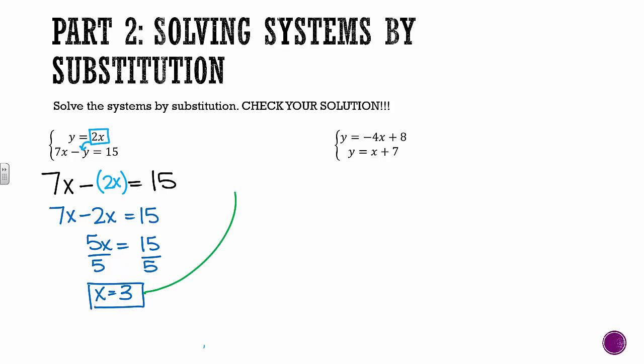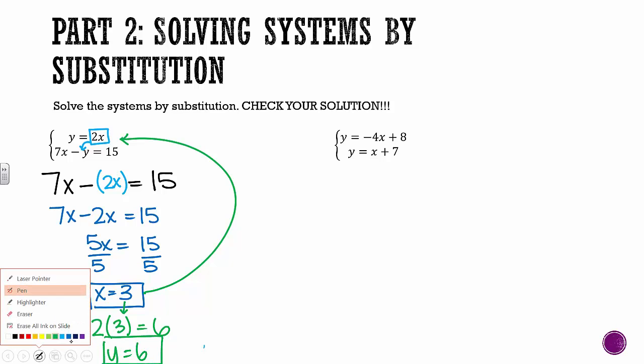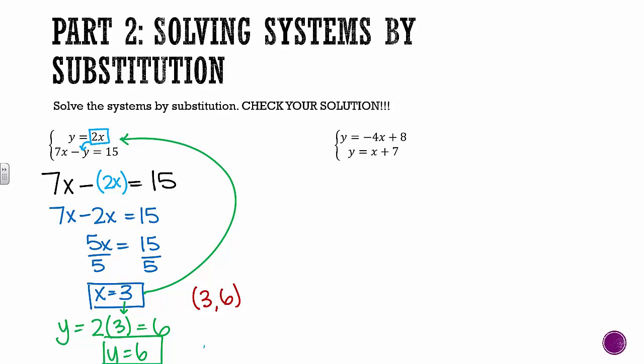I'm going to take this and plug it back in up here. I know that y equals 2 times whatever x is. X equals 3. So that tells me that y equals 6. And instead of writing it as two separate answers, we like to combine it into one answer and write it as an ordered pair. So if I was to graph these two things, the place where they would cross is at 3, 6. And then we can check this answer by plugging it back in.